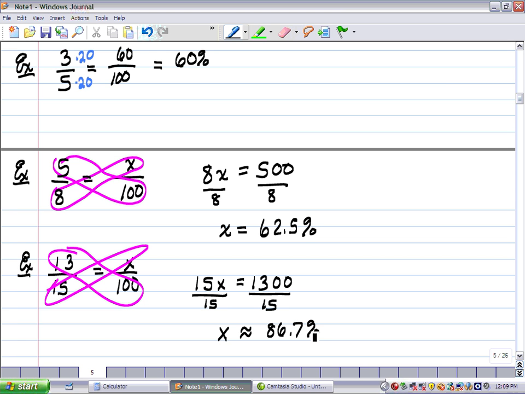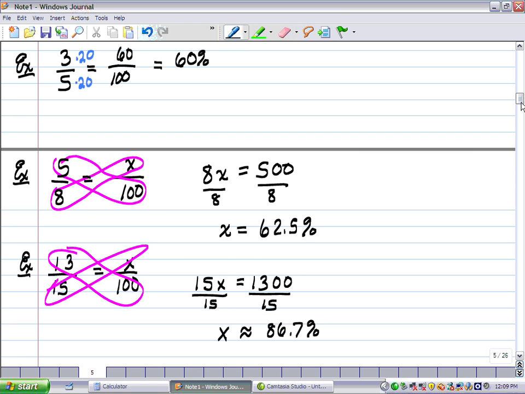If they had told me to go to the nearest whole number or to the nearest percent, I would have said 87%. If they'd gone to the nearest 1 decimal place or 10th place, it would have been 86.7. If they'd said to the nearest 2 decimal places or 2 hundredths, I'd have said 86.67.